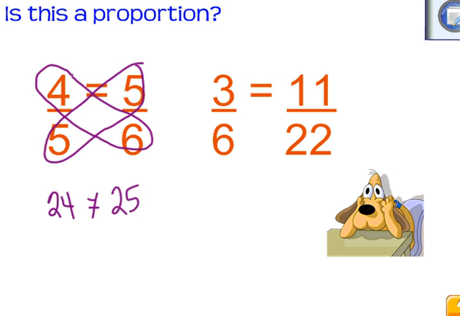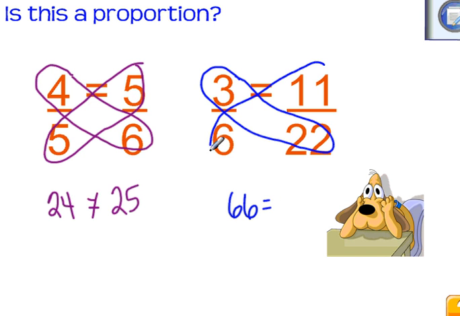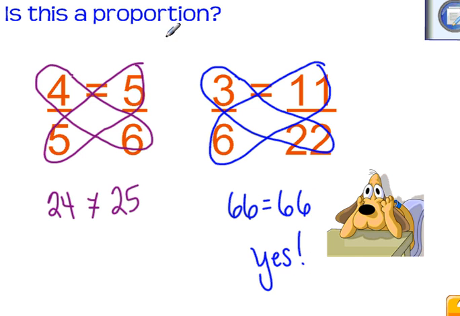I can do that same thing on this next problem, testing. Starting in this corner, 3 times 22 is 66. And checking this other side, 6 times 11 is 66. So the answer here is yes, this is a proportion.